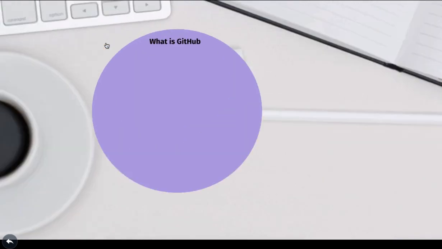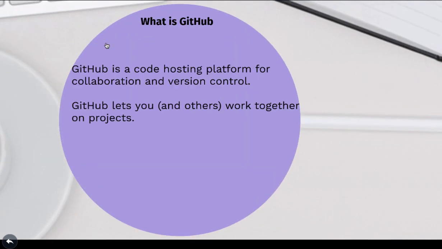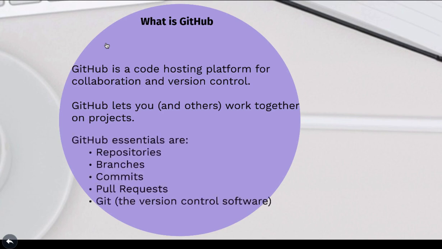What is GitHub? GitHub is a code hosting platform for collaboration and version control. GitHub lets you and others work together on projects. GitHub essentials are repositories, branches, commits, pull requests, and a Git version control system.